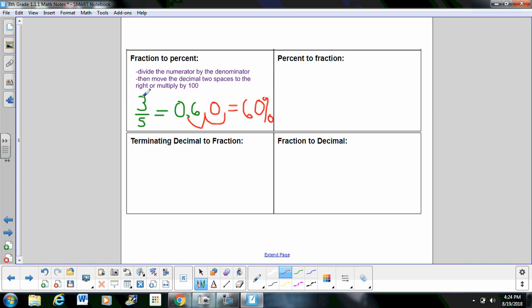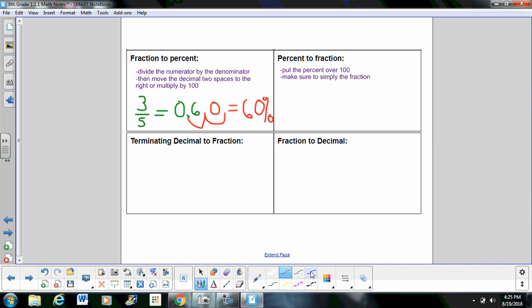Okay, so just to recap, we take the fraction, do numerator divided by denominator, get a decimal, move it over 2 spaces, and get the percent. The next one is changing a percent to a fraction. So if we want to change a percent to a fraction, all percents are out of 100. That's what the word cent means. So it's per 100. So you take the percent, put it over 100, and then you simplify. So you put the percent over 100, and then simplify the fraction.